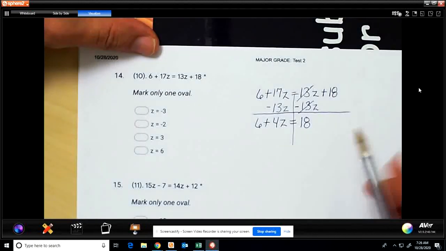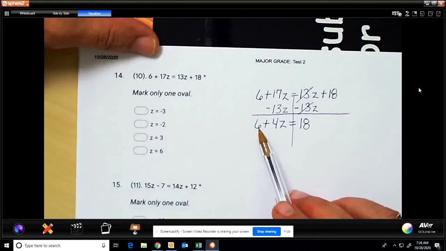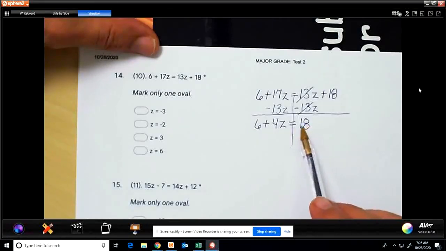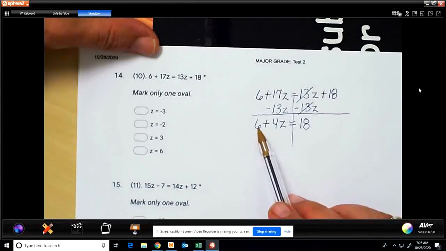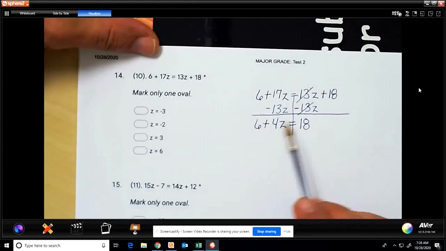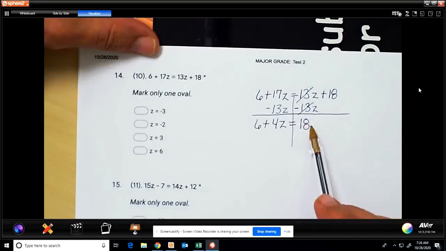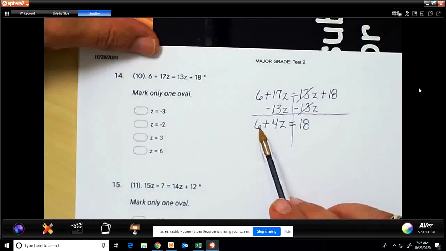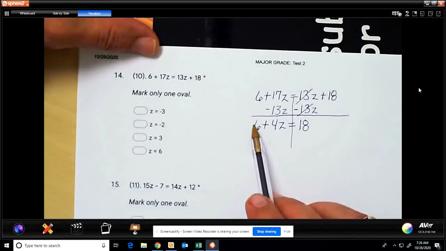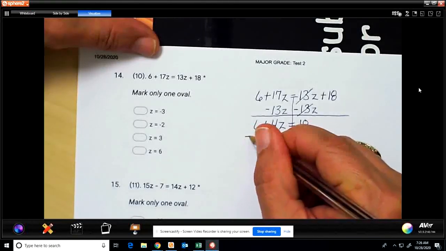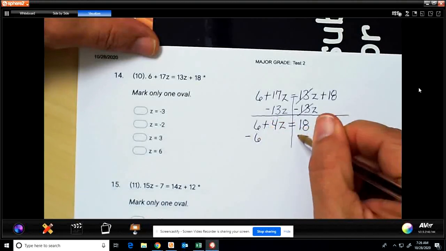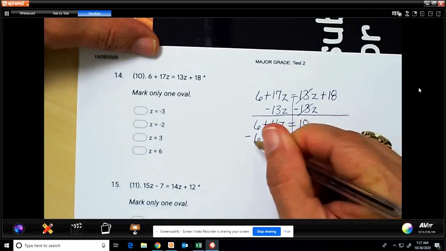Now, what do I do to get rid of this? I need to get the numbers that have no variables by them over here, because this has no letter or no variable. It's a constant, and this is a constant. So since this is a plus 6, I need to subtract 6 from both sides. If I did it on this side, I'm going to subtract it on this side.